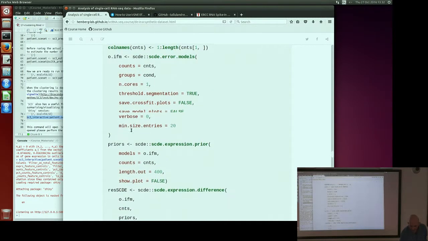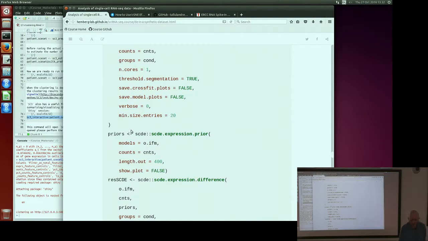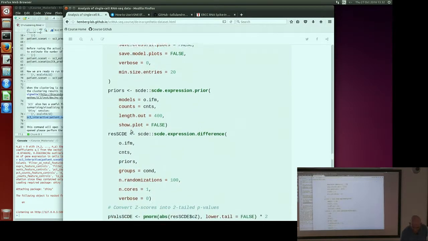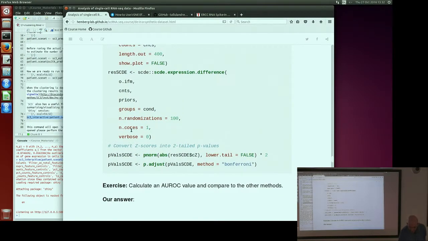You need to set a number of parameters when you run it, which is what we've done here. Eventually, what SCDE outputs is a z-score, which tells you how many standard deviations away you are from the mean. We can convert that to a p-value, and then we can use those p-values to calculate true positive rates and so on. So I think we have that as your first after-lunch exercise.